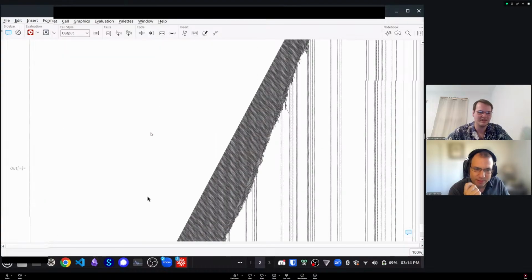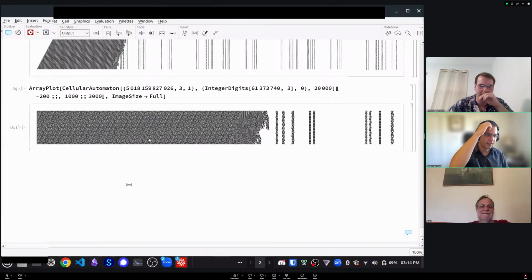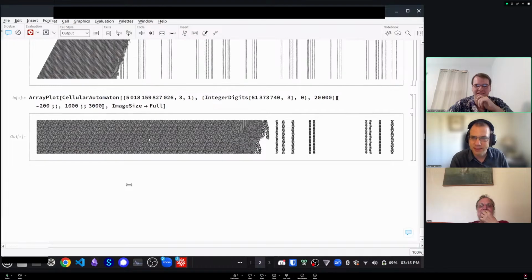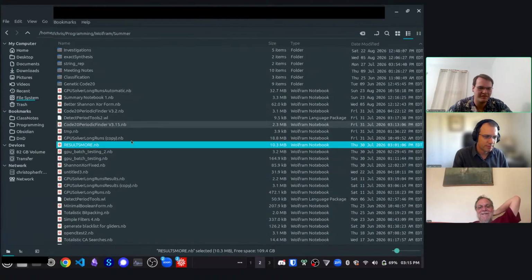Wow. That's really interesting that the chaos is confined to a little region that itself doesn't seem to be growing in width. I don't know. What else? I'm sure I have more.